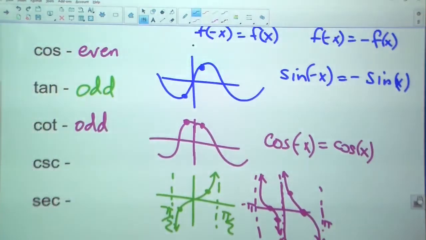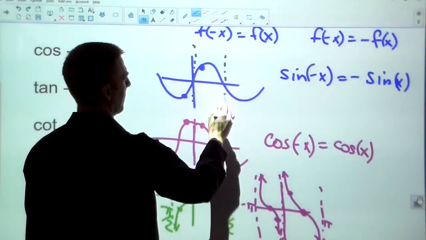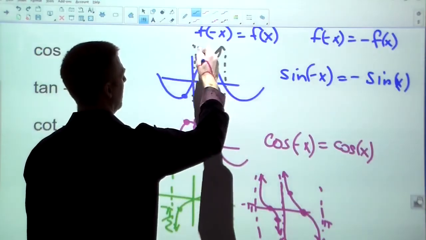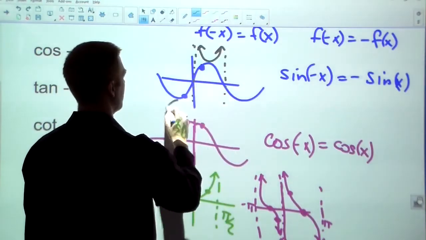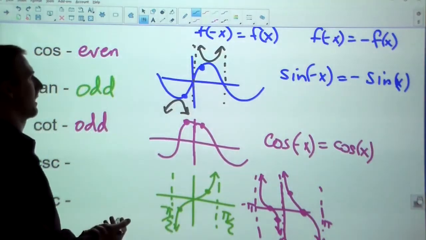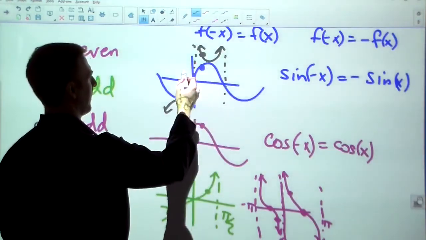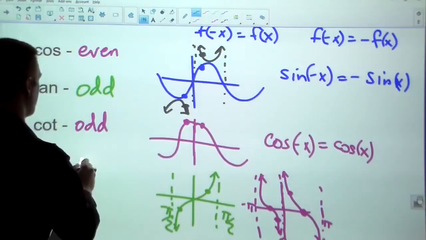For cosecant, we're just going to go back to the sine graph. And we're going to have an asymptote anywhere the sine was 0. And it's going to have these sort of parabola-ish shapes. And really, it's going to follow the same logic as sine. Anywhere that you pick any x, see what you get. You pick the opposite x, you get the opposite y. So that's also going to be odd.